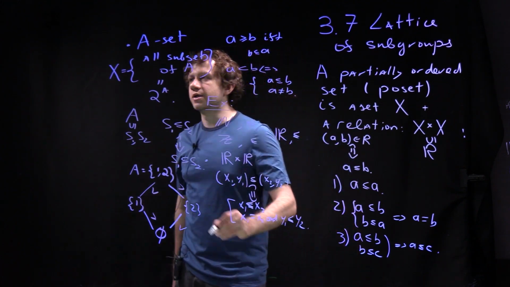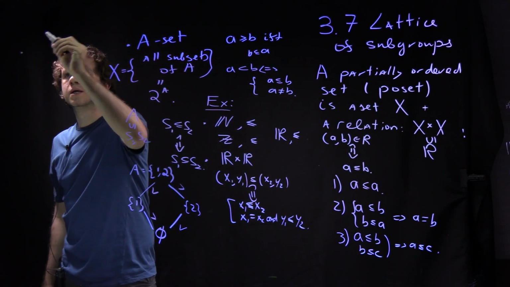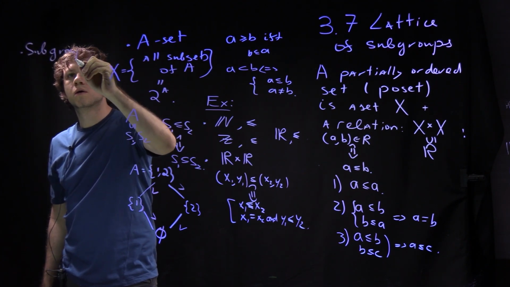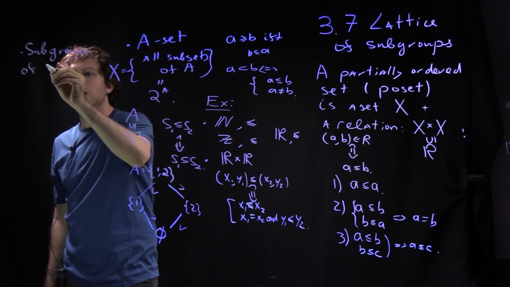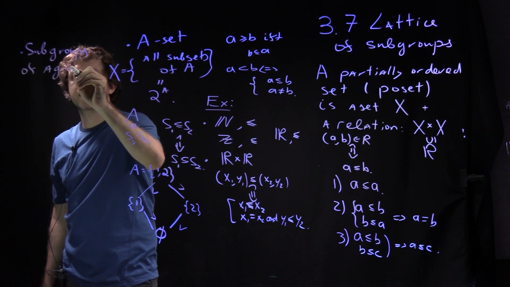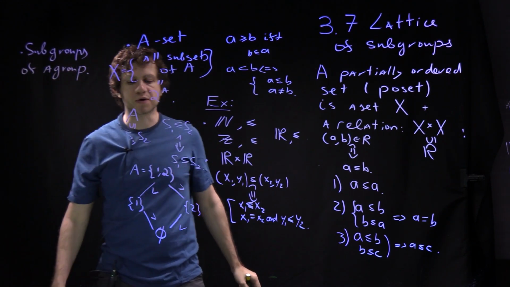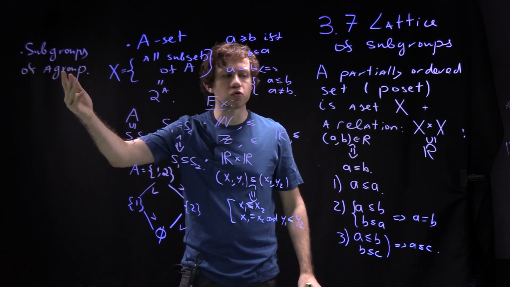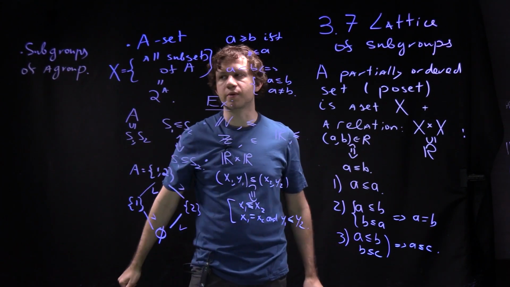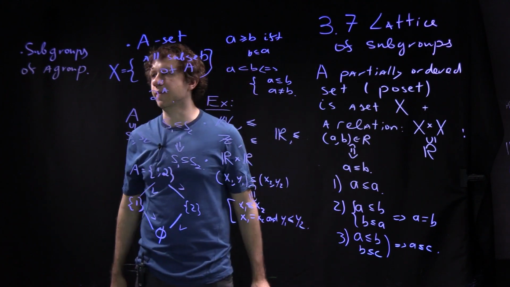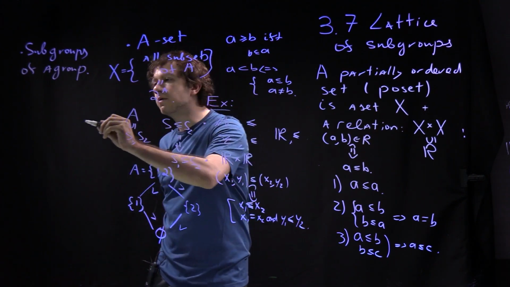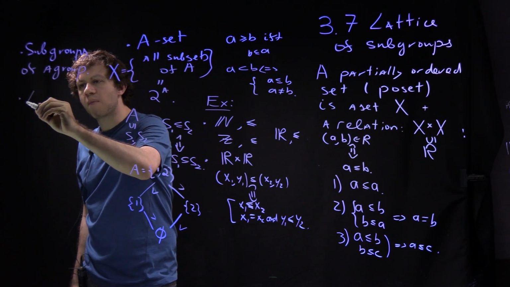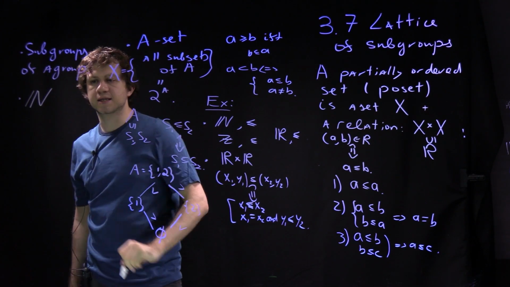Okay, so another example is, of course, subgroups of a group. And that's fairly obvious because it's kind of the same examples. Instead of subsets of A, you say subgroups of a group. They satisfy the same properties, basically nothing to check. What else? A very interesting poset is you can take ℕ as a set.